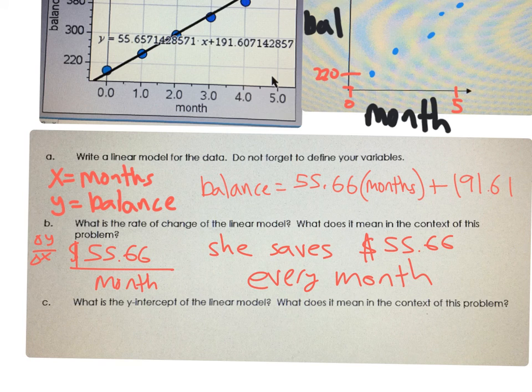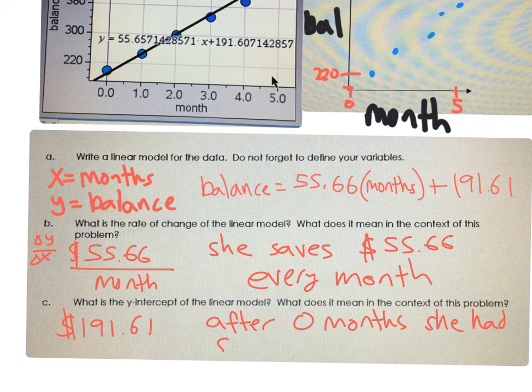And then the y-intercept, remember that's the beginning. Y-intercept, think initial amount, think beginning. The y-intercept is 191.61, and that's a dollar amount. A y-intercept, the y is balance, so that's a dollar amount. That means at the beginning, or after 0 months, she had $191.61 in her account.